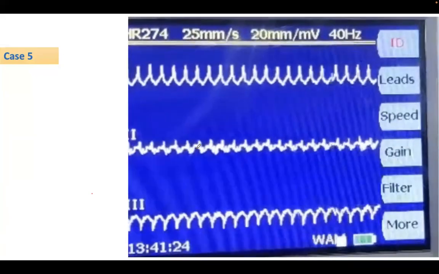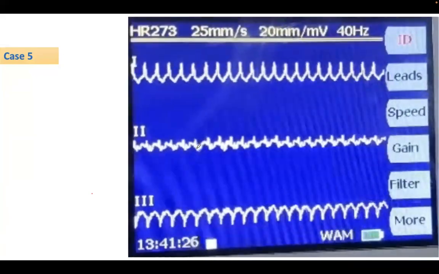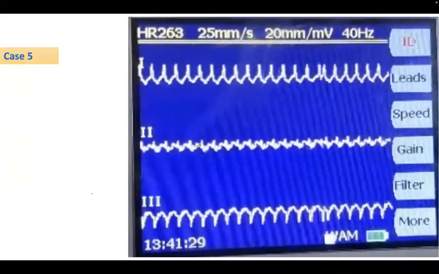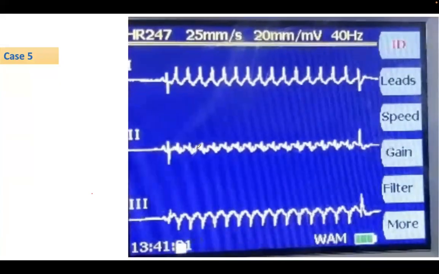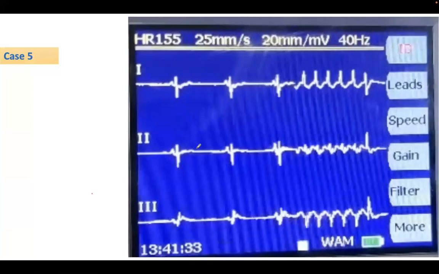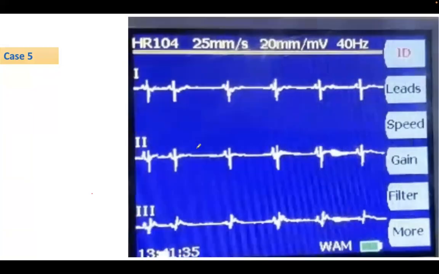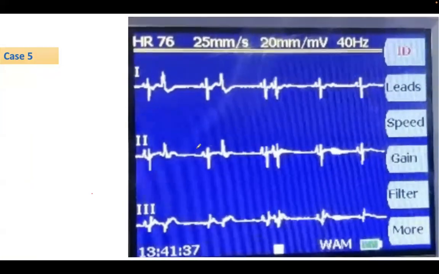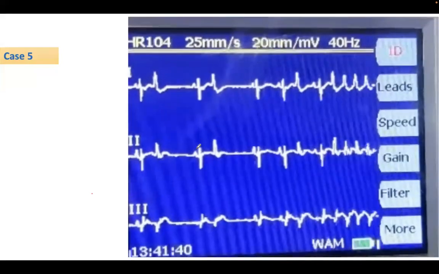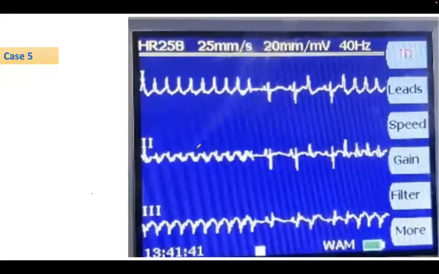Was it antidromic SVT? Possible or not possible? Possible. But is there WPW? Just looking at this, I know it's difficult to see, but do you think there's WPW? No, it doesn't look like it. Possible, but I don't think so.